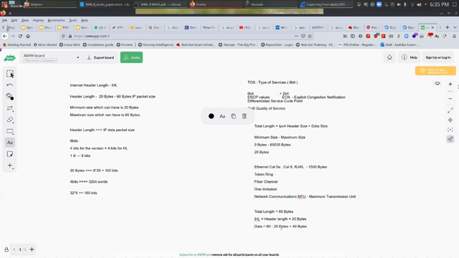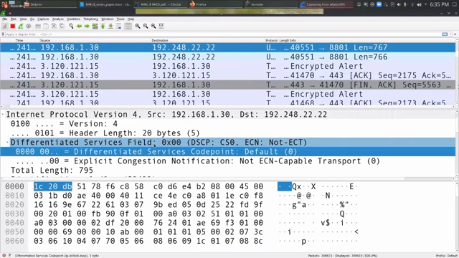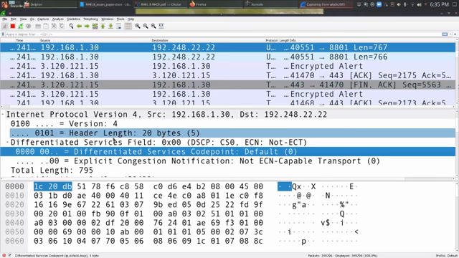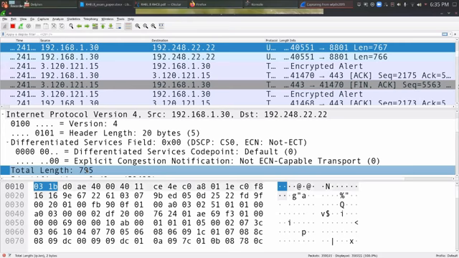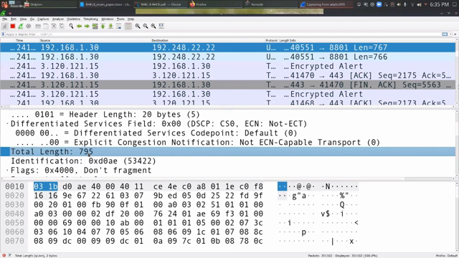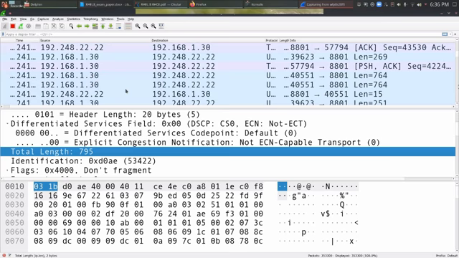Are you clear, guys? Let's look at a practical example here. We have 20 bytes of packet header. The length of the data packet is 795 bytes. Can you tell me the data size of this data packet? Guys, I need your answers. 775. Exactly.